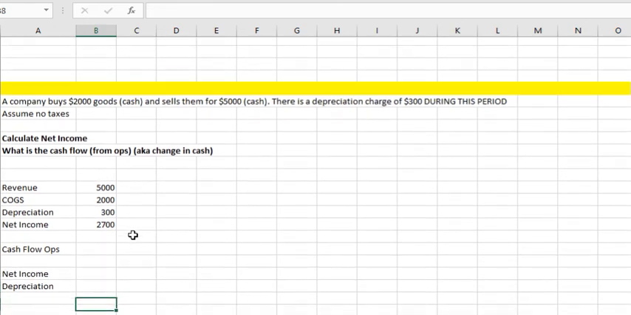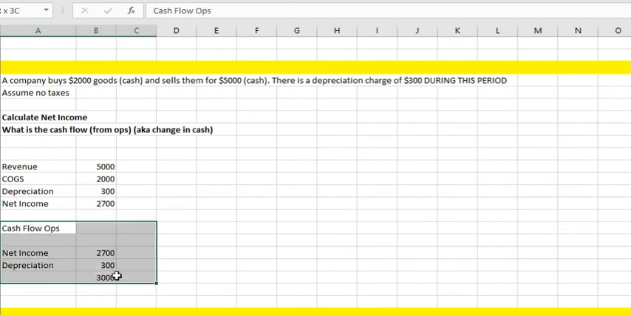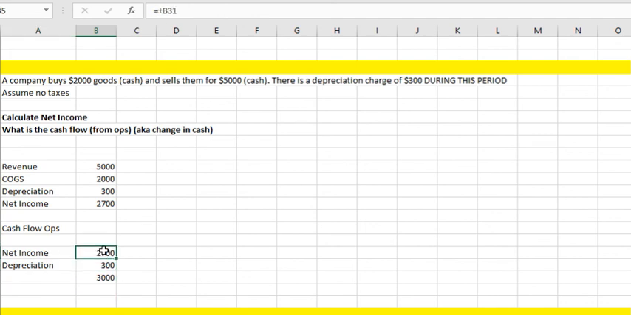Now for the statement of cash flows, cash flow from operations, we are going to start with the net income, and we are going to add the depreciation back. Why are we adding depreciation back? Because depreciation is a non-cash charge. Remember, we are starting with net income, and net income has this non-cash charge, and if you want to calculate cash, then we need to add this non-cash charge back to the net income. Net income is our starting point. That's why we are adding depreciation back.